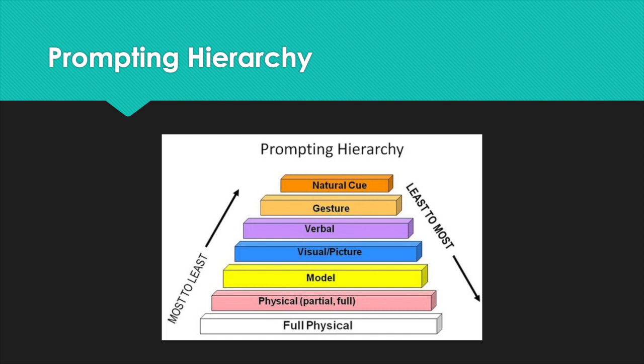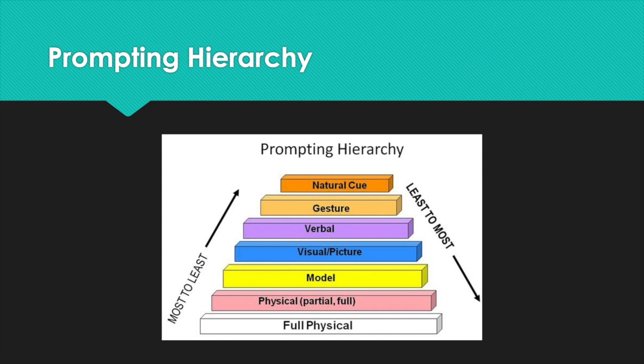The first prompt that is listed on here is called natural cue. This is something that happens naturally in the environment. The next one is a gesture. This could be a head tilt towards the direction that the child should be looking, or a point in the direction that the child should be moving, or just a gesture in general to signal to the student maybe to pick up a pencil or to raise their hand or something like that.